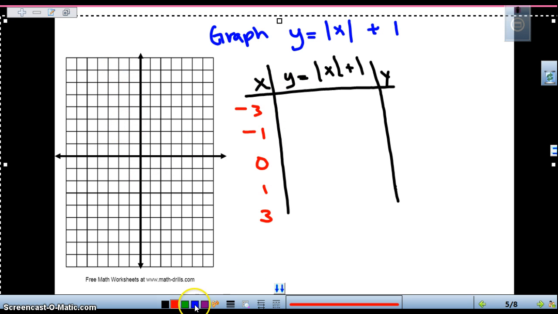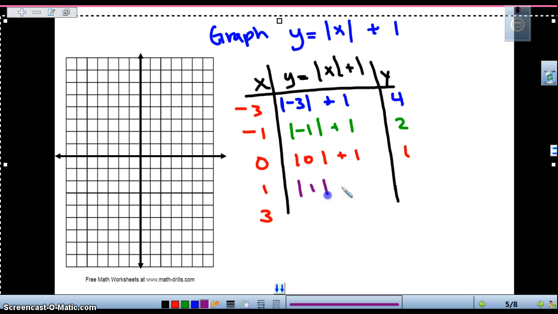So if we substitute -3, we get the absolute value of -3 plus 1 is equal to 4. We substitute -1, the absolute value of -1 plus 1 is 2. The absolute value of 0 plus 1 is 1. The absolute value of 1 plus 1 is 2. The absolute value of 3 plus 1 is 4.